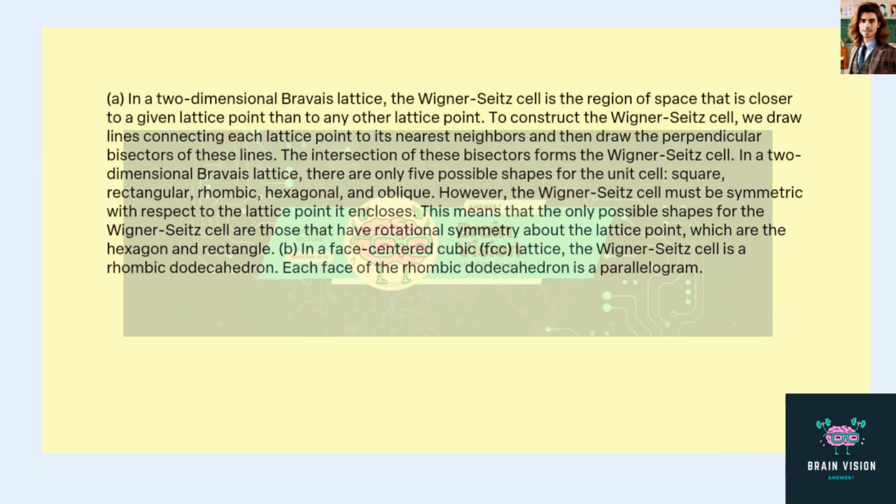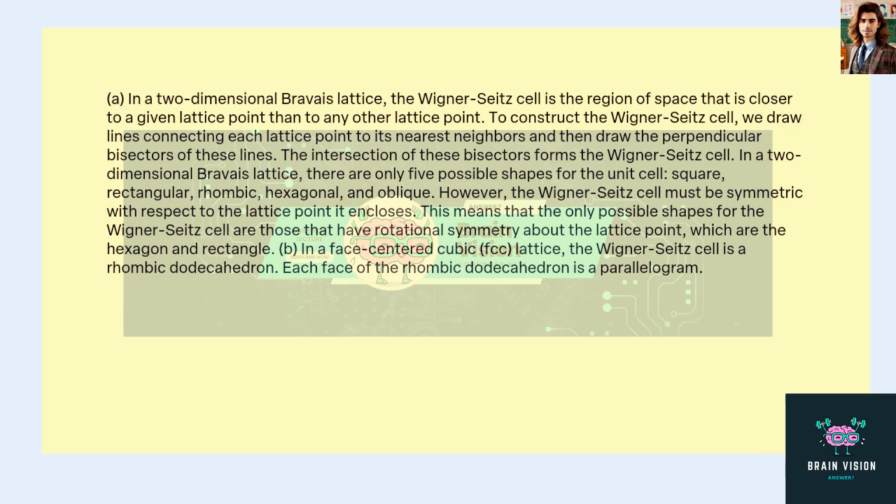In a 2-dimensional Bravais lattice, the Wigner Seitz cell is the region of space that is closer to a given lattice point than to any other lattice point. To construct the Wigner Seitz cell, we draw lines connecting each lattice point to its nearest neighbors and then draw the perpendicular bisectors of these lines. The intersection of these bisectors forms the Wigner Seitz cell.